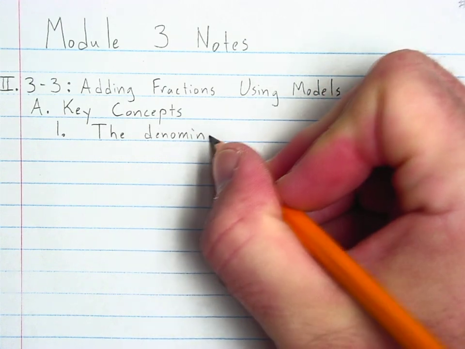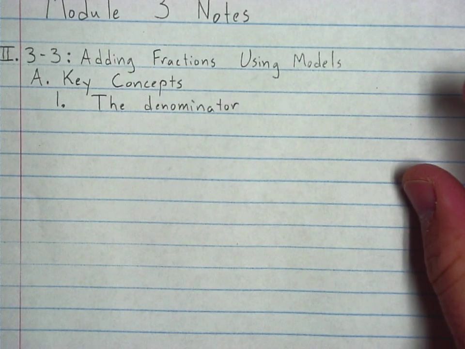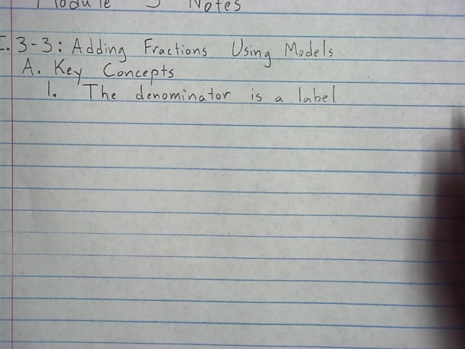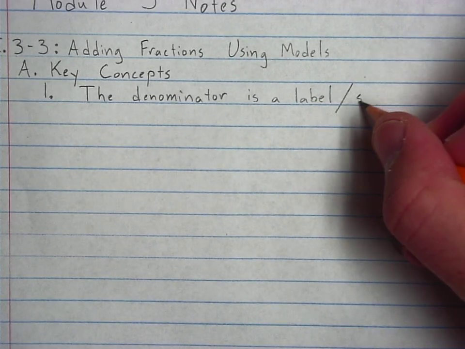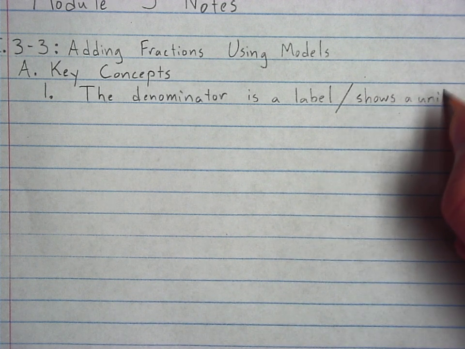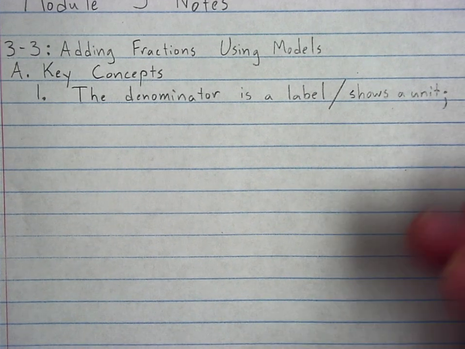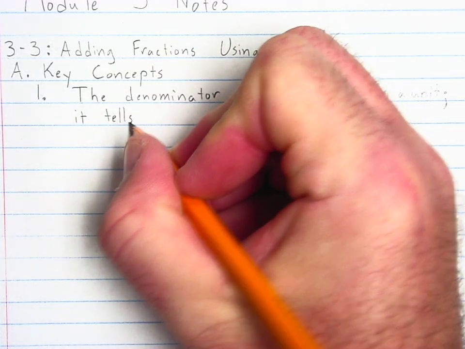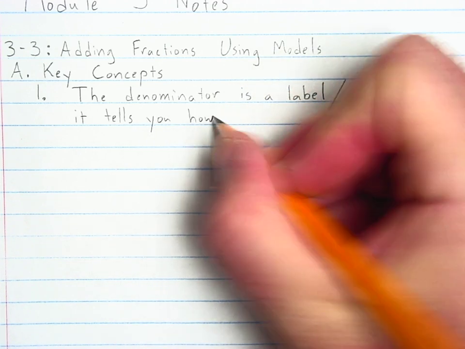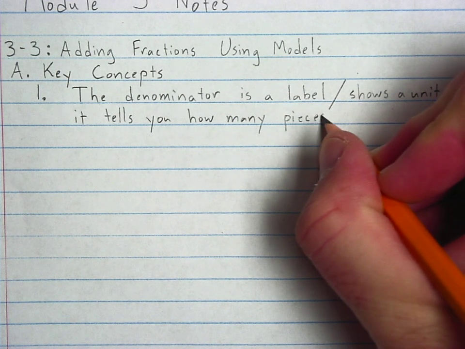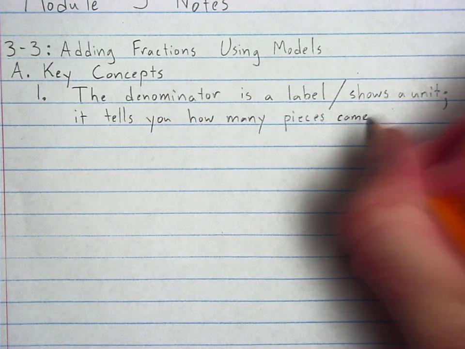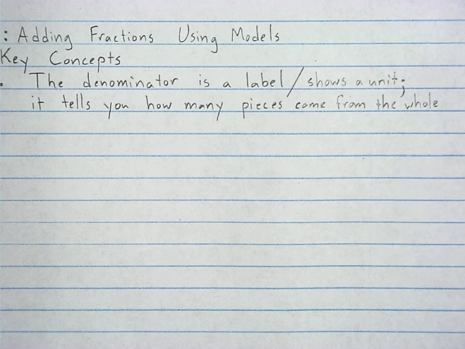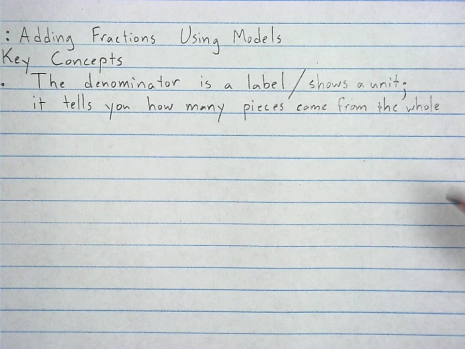The denominator, and remember the denominator is down, the denominator is the number on the bottom of the fraction. The denominator is a label. It shows a unit. Now, what does that mean? Okay, it's a label. It shows a unit. It shows you a couple things. It tells you first, how many pieces came from the whole. And I know that is kind of how we defined denominator. So that especially should be familiar. It tells you how many pieces came from the whole.